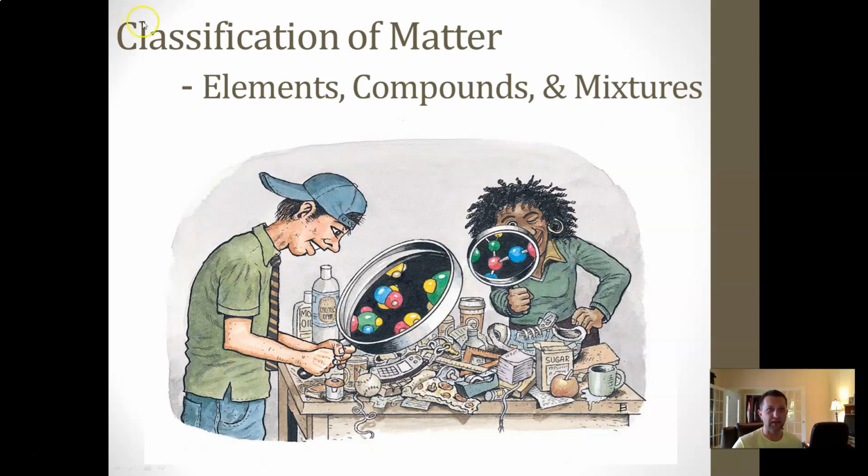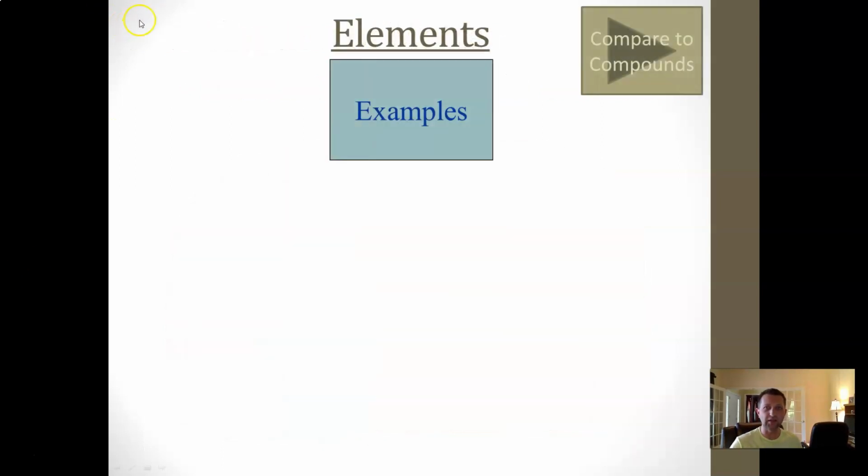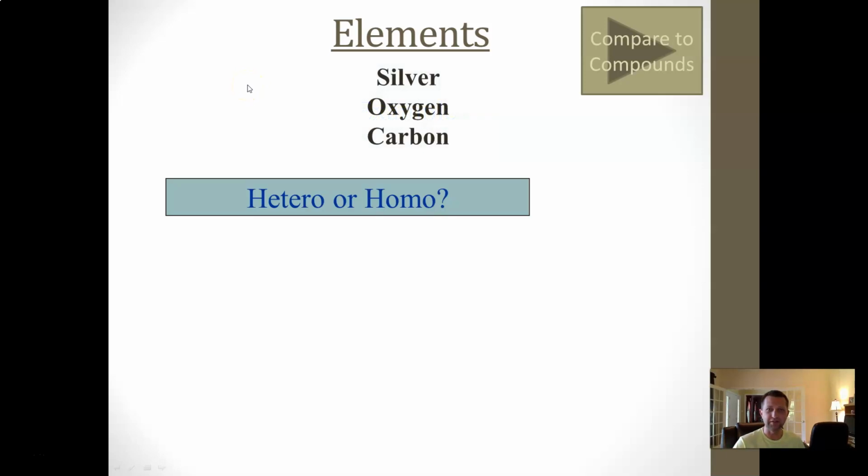So let's take a look at where we're going to start here, and that is with elements. So what are some examples of elements? Well, you're in chemistry, right? And all of our elements are found in one location. All 118 of them, they're all found on the periodic table. So some examples are silver, oxygen, and carbon, just to name 3 out of the 118 official ones that we have here. So obviously anything on the periodic table is an element.